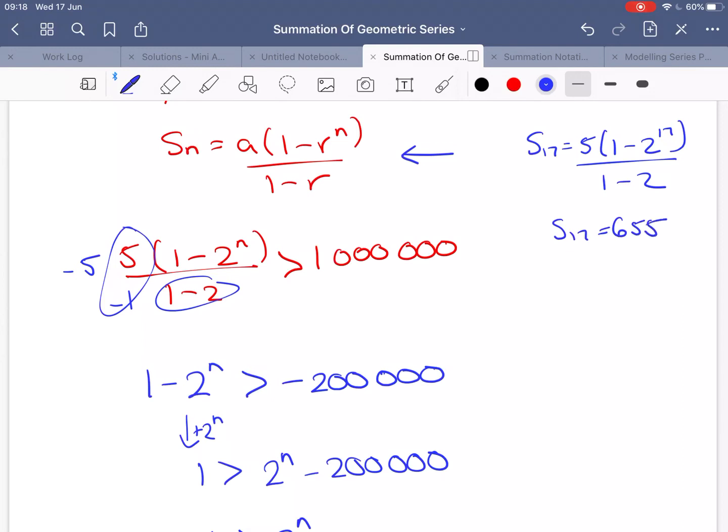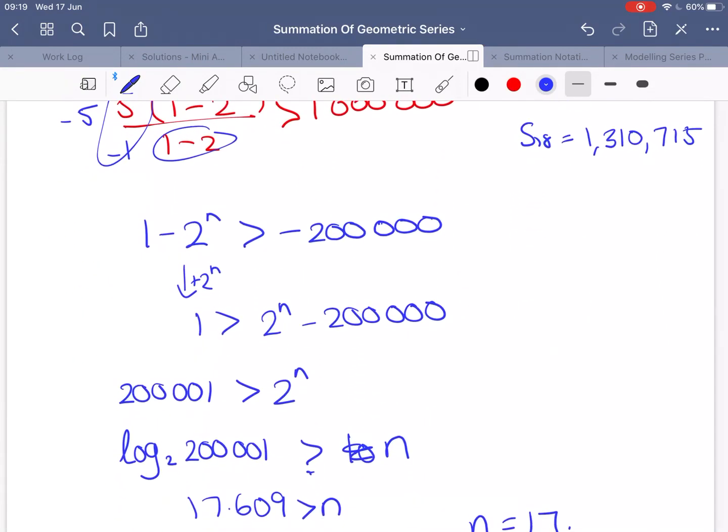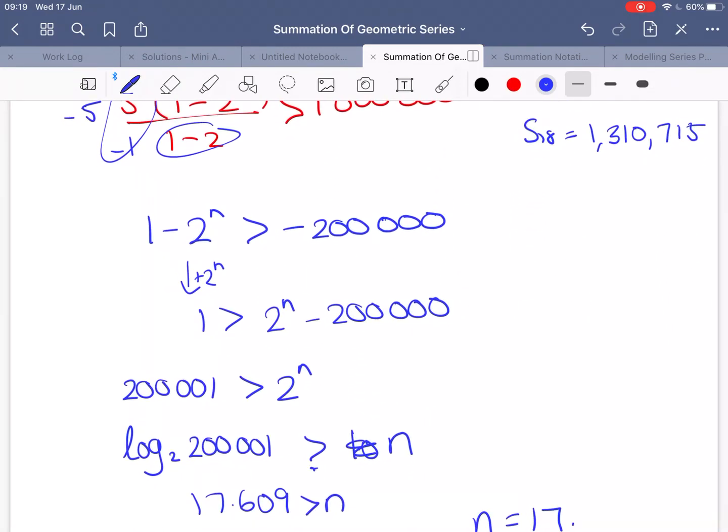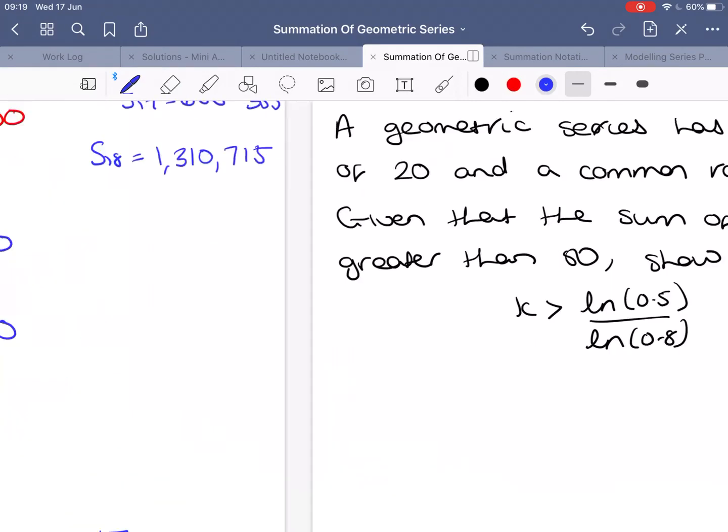It's 655,355. So S to the 18, if I do it again with the power of 18, is 1,310,715. Right, so what did I do wrong here? It has to be greater than 1,000,000, so that's definitely right. I can't see it, but I'll come back to you and see if I can work it out another time and explain it a different time, because I need to move on really. I don't want to make this video too long.